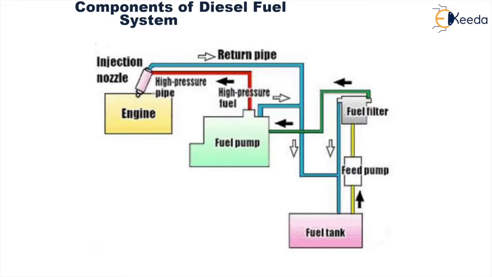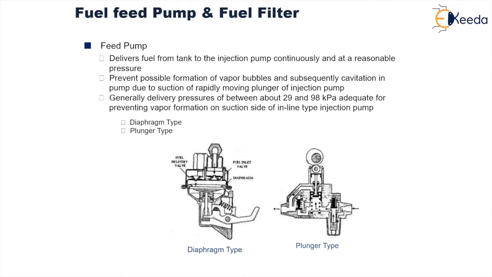Apart from having a high pressure line, the nozzle also has a return pipe which serves the function of returning the additional fuel that has been supplied to the injection nozzle. Now let us go a bit further and let us see what are the different components. Once again, we have fuel feed pump and fuel filter.